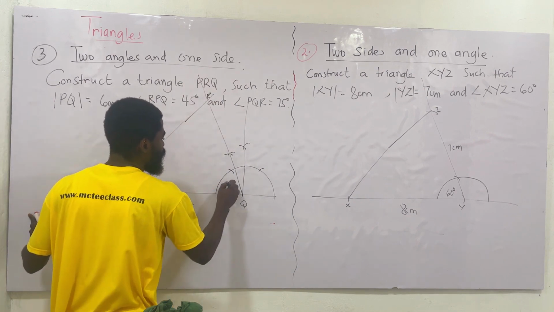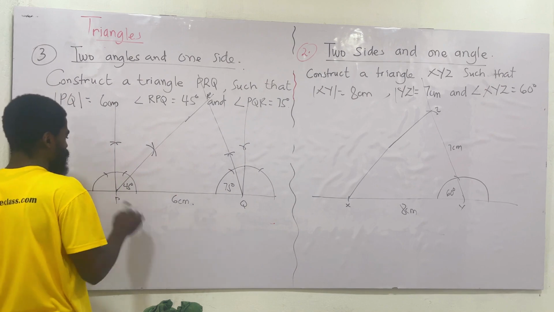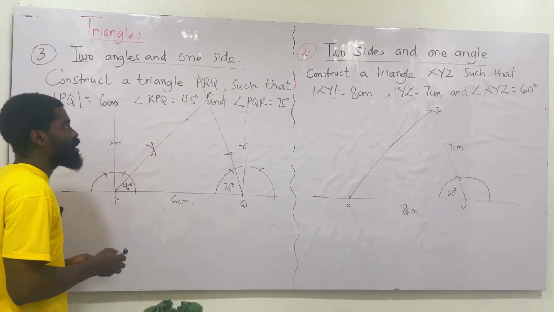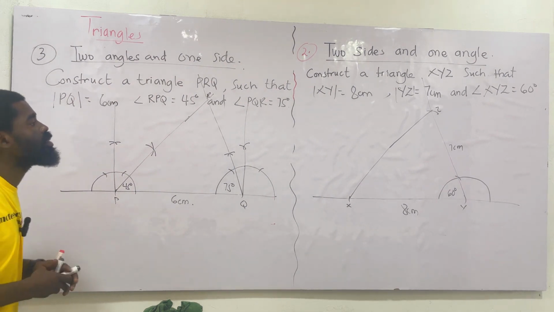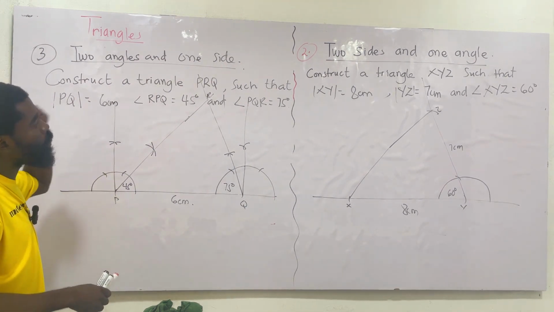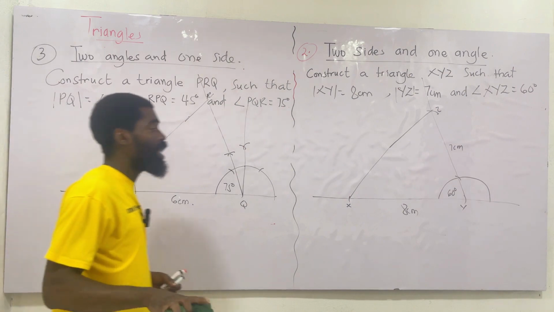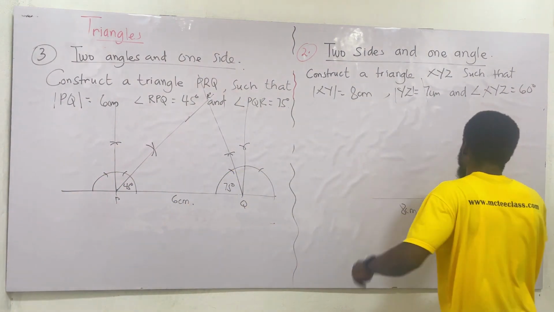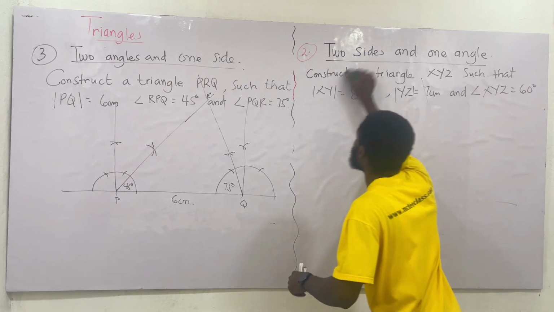The question may tell you to go and measure PR or RQ, measure it and write it down. So this is how to draw the triangle with two angles and one side. I hope you've gotten this. And the last thing I promised to give you was the third locus.